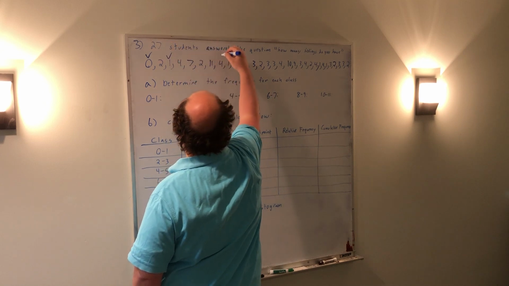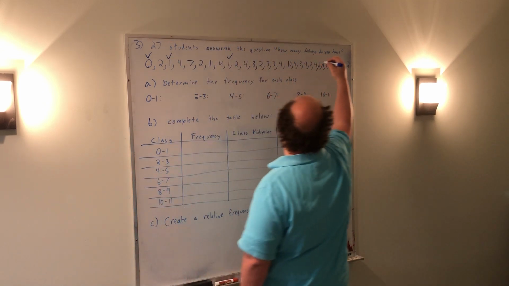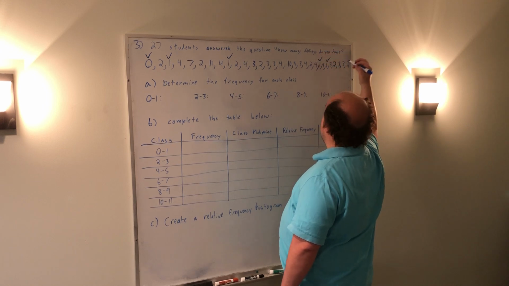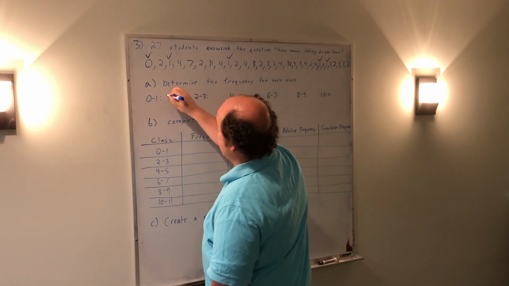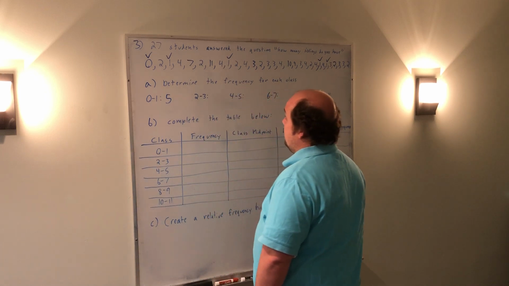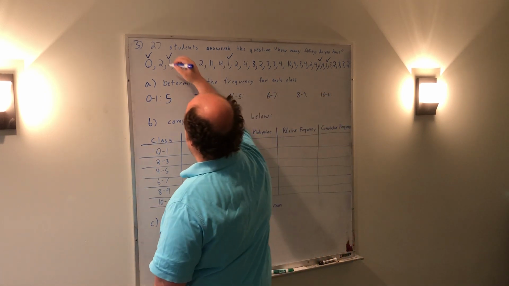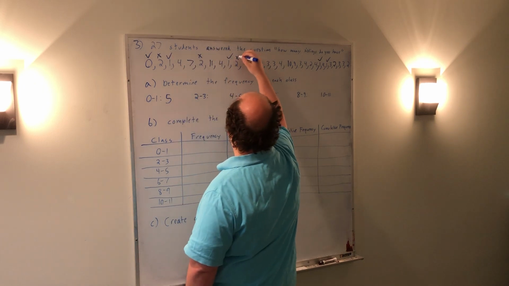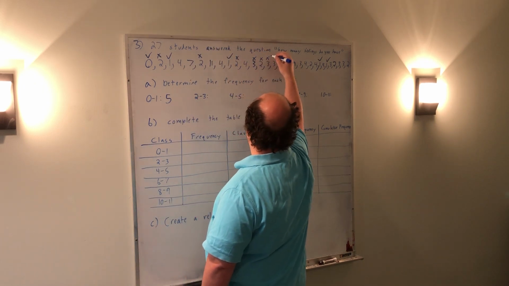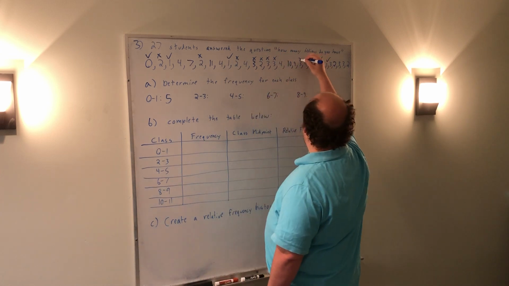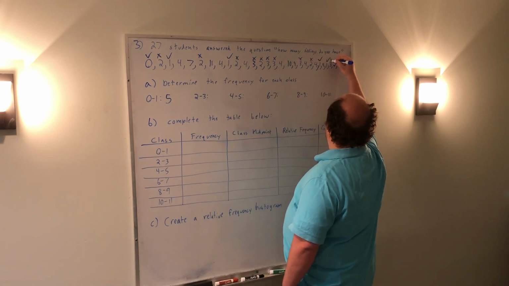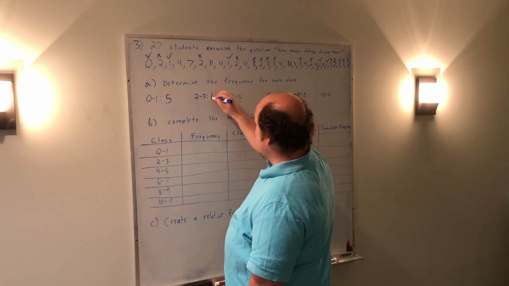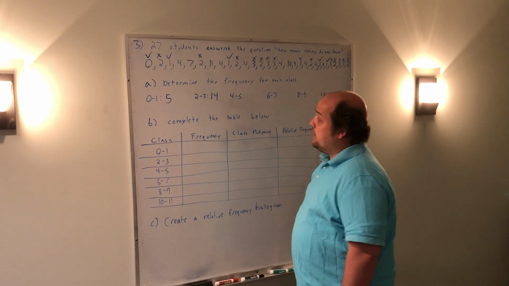1, 2, 3, 4, 5. So 0 to 1 has a frequency of 5. I'm going to put an X above everything that's a 2 or a 3. 1, 2, 3, 4, 5, 6, 7, 8, 9, 10, 11, 12, 13, 14. So 14, we're between 2 and 3 siblings.